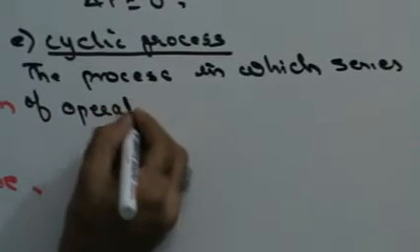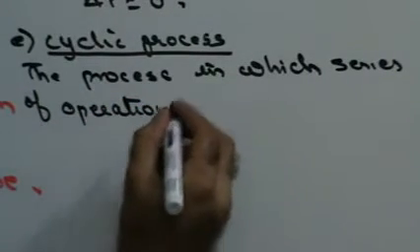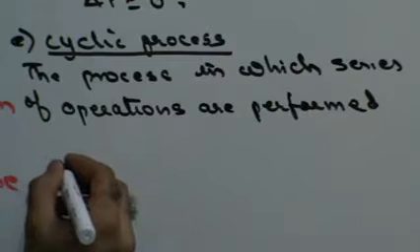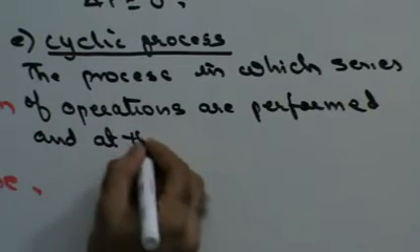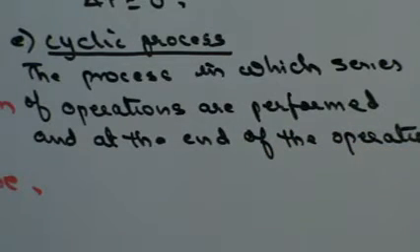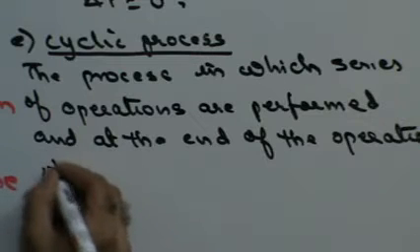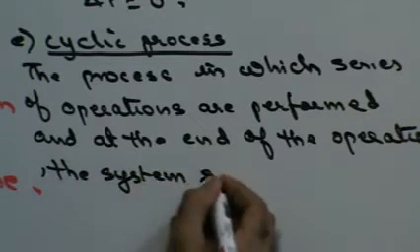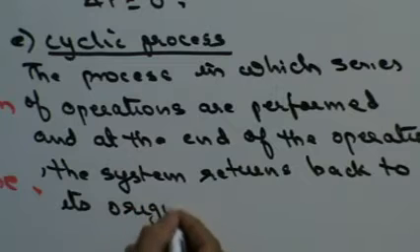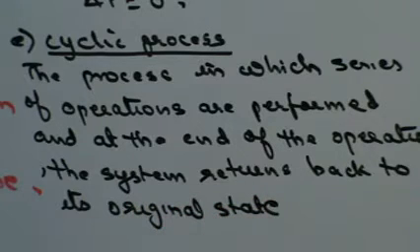The process in which a series of operations are performed and at the end of the operations the system returns back to its original state is known as a cyclic process.